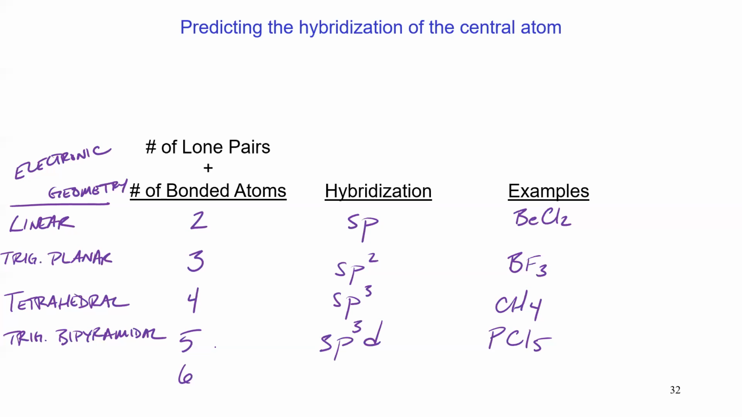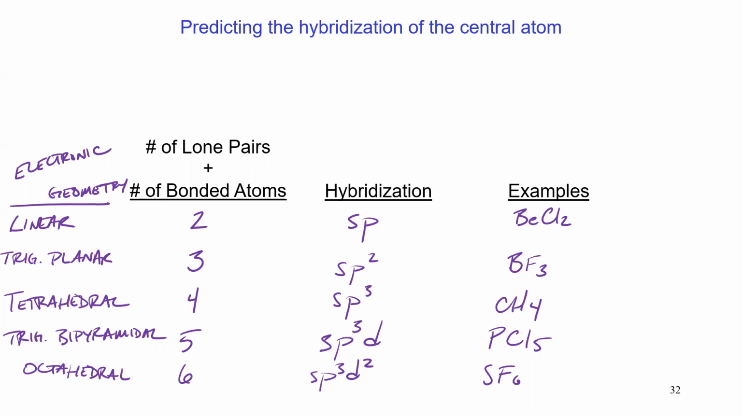And then, of course, the last one with 6 lone pairs or bonded atoms. What do we call that guy? Octahedral. And who wants to take a stab at his hybridization? sp3d2. That's right. We just need 1 more orbital to fit that extra pair of electrons. And SF6 was our example for octahedral. Okay.